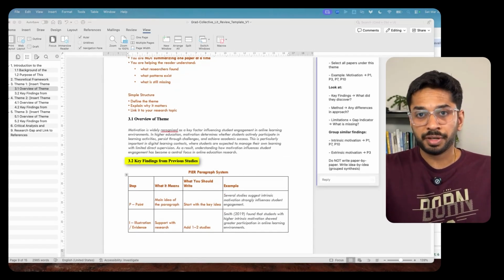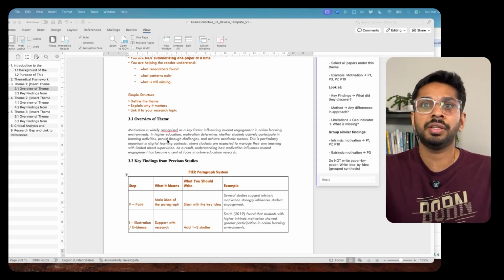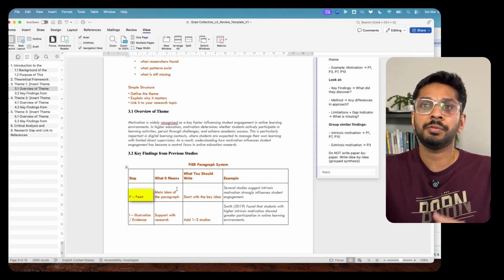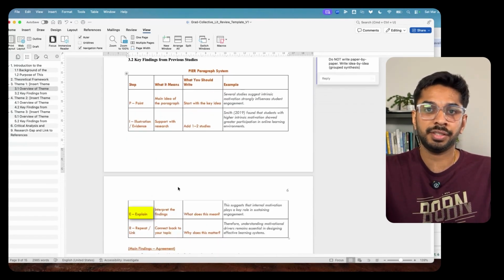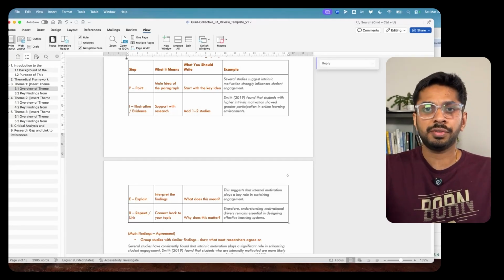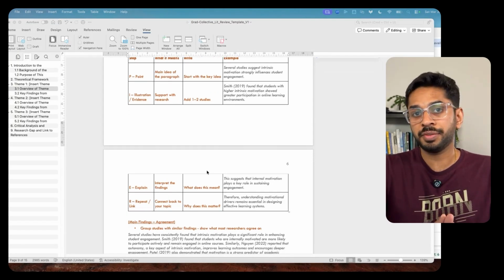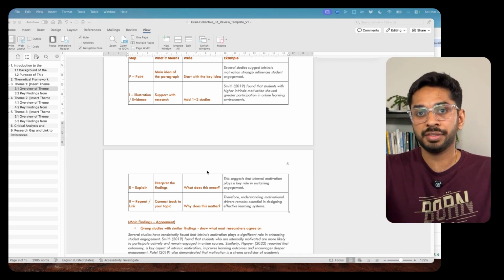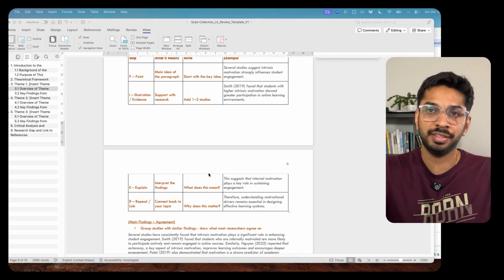Now, when it comes to key findings, here is where most students struggle. Instead of writing randomly, you can use a simple structure called the PEER method, where the P stands for point, I stands for illustration or evidence, E stands for explanation, and then R stands for repeat or link. So if you see each paragraph, you start with the idea and you support it with studies, you explain what it means, and you link it back to the topic, which is what the PEER method is all about.